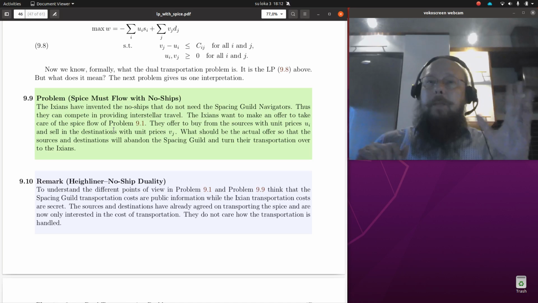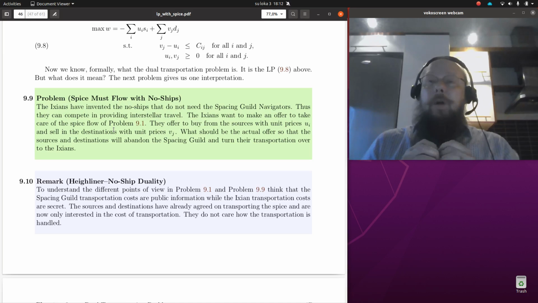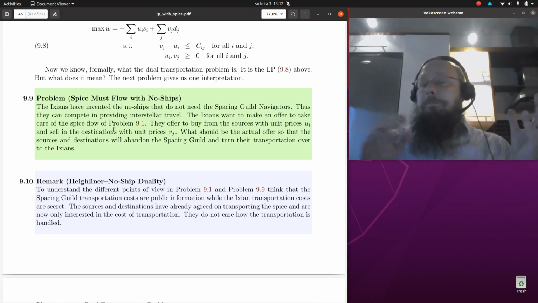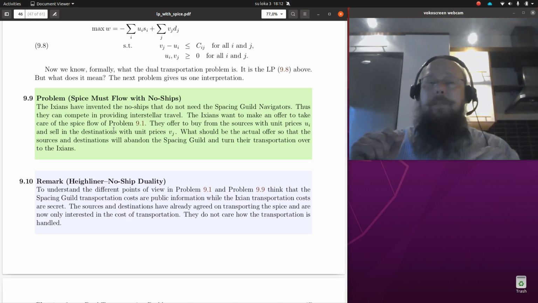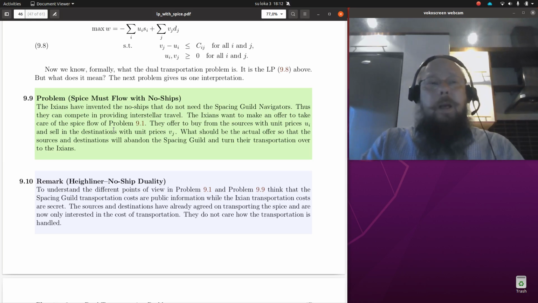Now the question is, what should the actual offer, these ui's and vj's, so unit prices for buying and unit prices for selling in different sources and destinations, be, so that these sources and destinations say that, okay, we are not using the spacing guild for our transportation needs, we just sell and buy our spices, and the Ixians take care of these transportations any way they like, and that's it. So that's an interpretation of this dual problem in this case.